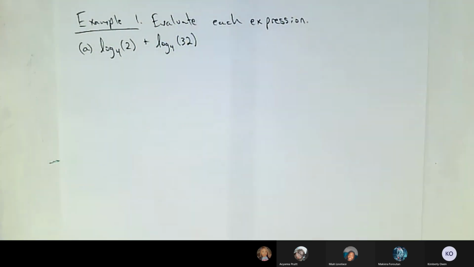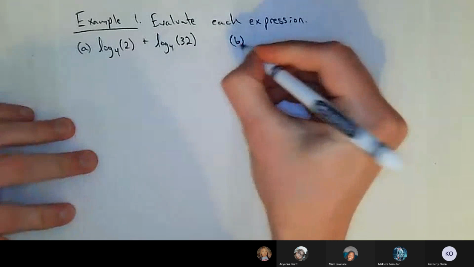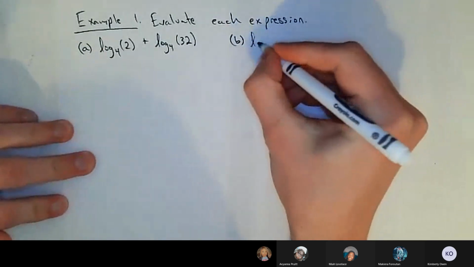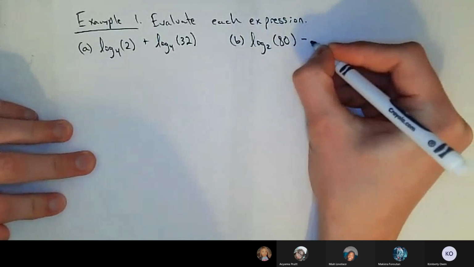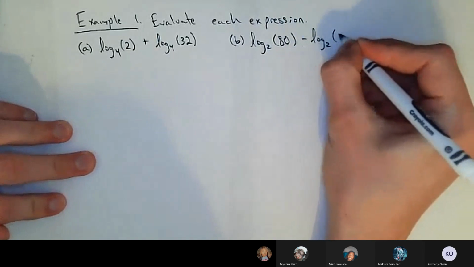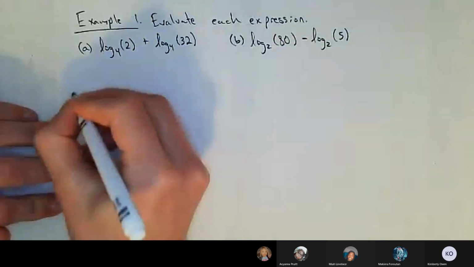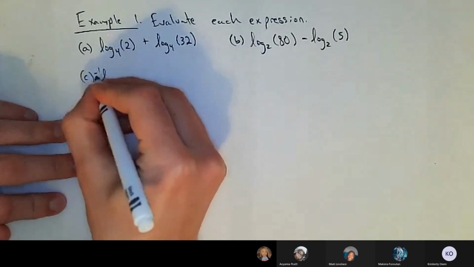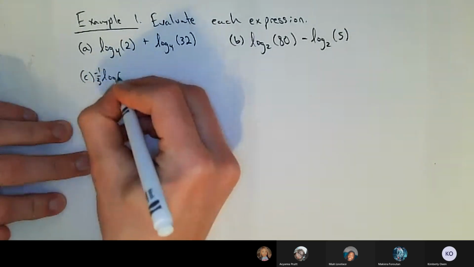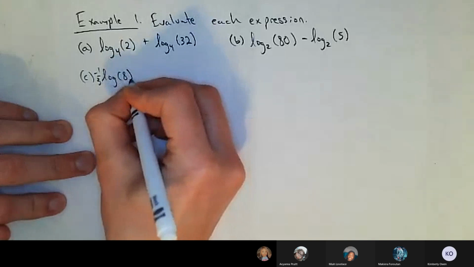Okay, so in its current form, if we were to try to, actually, before I start thinking about this, let me write down the other problems so they can all be up here at the top of my page. Log base 2 of 80 minus log base 2 of 5, and then C is negative 1/3 of log of 8.